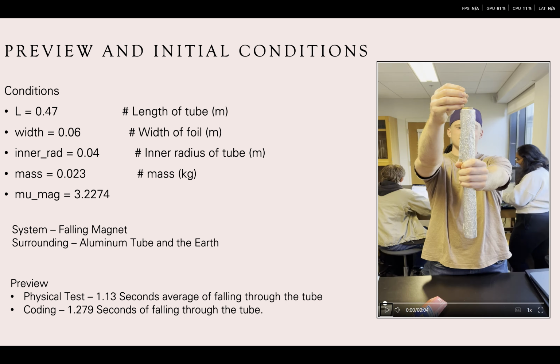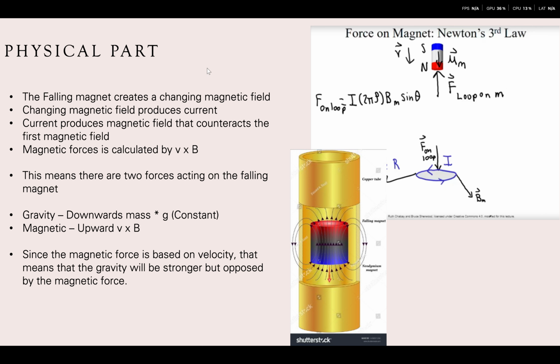Beautiful. So our physical test averaged around 1.13 seconds of falling through the tube, and our coding came to be 1.279 seconds. For the physical part, this is where I'm going to explain how this actually works.